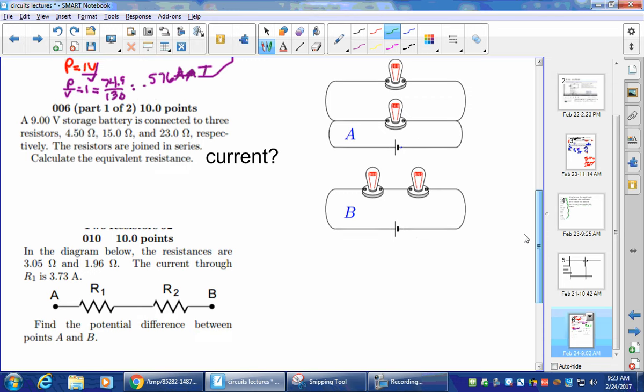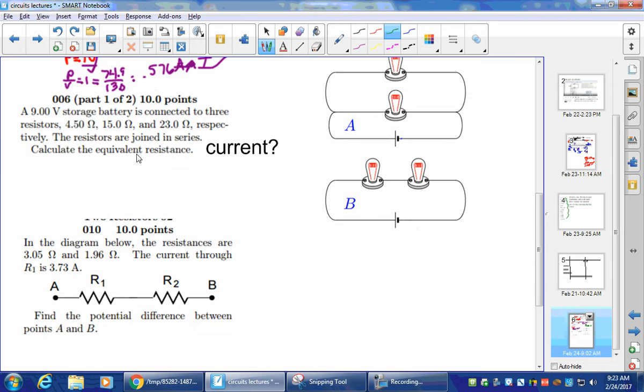Okay. All right, down here, a 9-volt battery is connected to 3 resistors, so let's draw this out. 9 volts, 3 resistors, 4.5 ohms, 15 ohms. We need to get used to doing these because we're going to be doing lots of problems like this in the future. Okay, calculate the equivalent resistance.